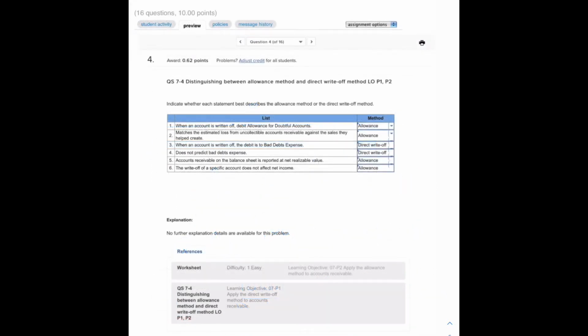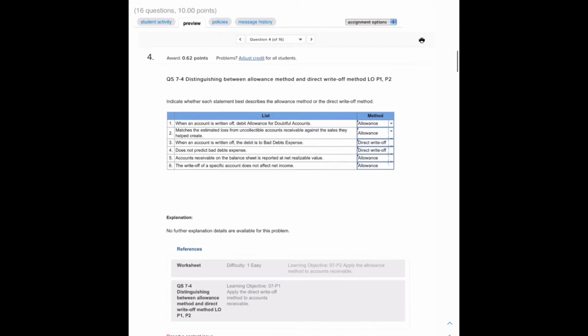All right, so now in question 4, what we're going to look at is distinguishing between the allowance method and the direct write-off method. This question just gives us a few statements.